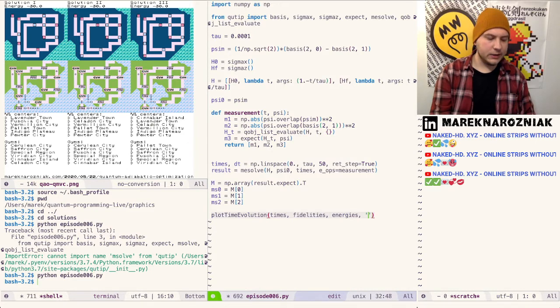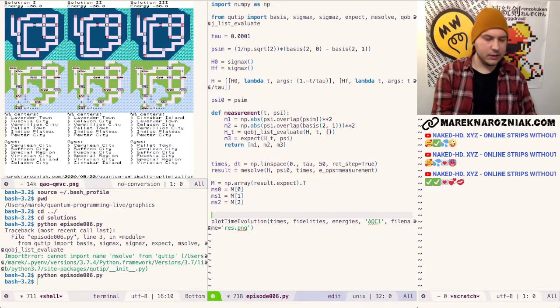Let's call it AQC1, whatever. The name doesn't matter. File name equals res dot PNG, please. So let's make those fidelities and energies.